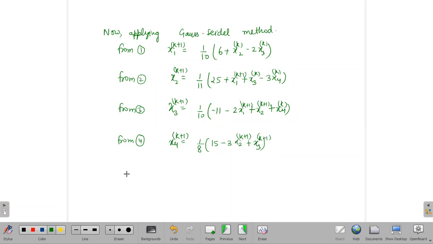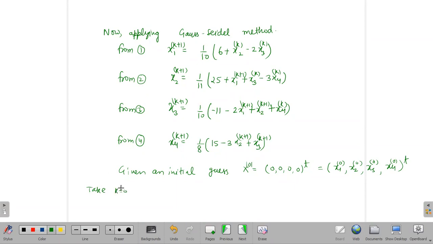So now, what is the initial guess? Given an initial guess, that is x naught, 0, 0, 0 and 0. This is a transpose, nothing else. So this is nothing but x1 0, x2 0, x3 0, and x4 0. So now take xk equal to 0 because we are finding the first iteration. That will give you x1 of 1, the first component of the first iteration. It will give you 1 by 10 times (6 plus 0 minus 0). So you will get 0.6.